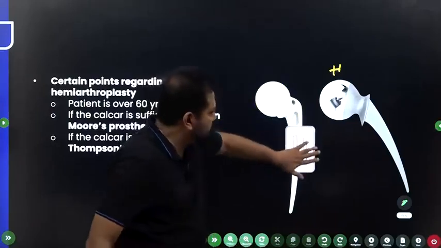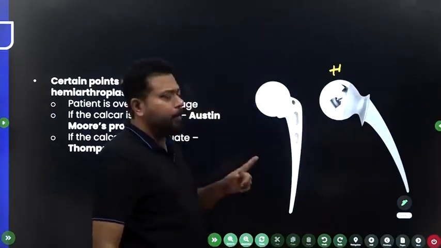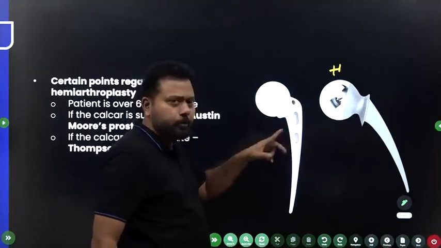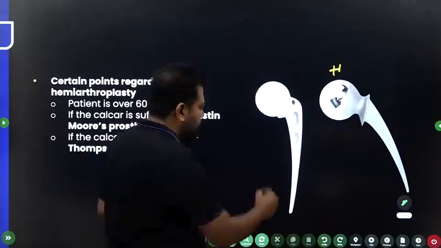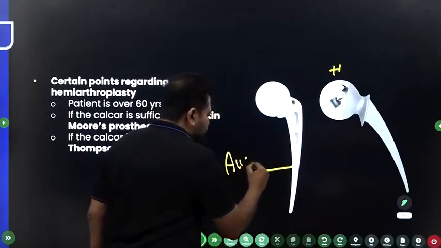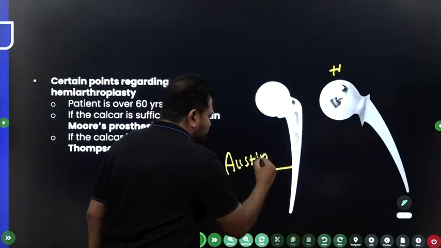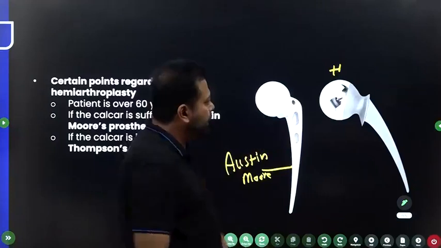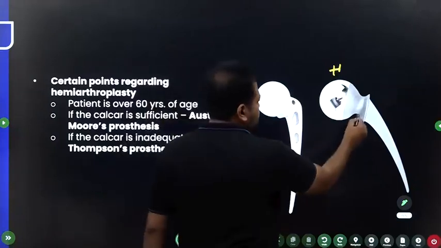In this hemiarthroplasty prosthesis, I am able to see a head, a neck and a stem. In the stem, I am seeing two holes. They are called fenestrations. This prosthesis is called Austin-Moore's prosthesis. Austin-Moore.